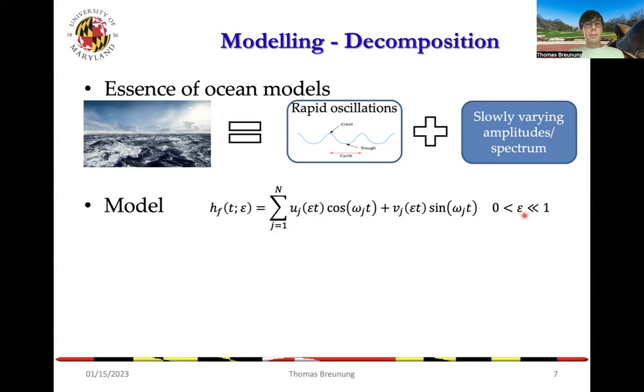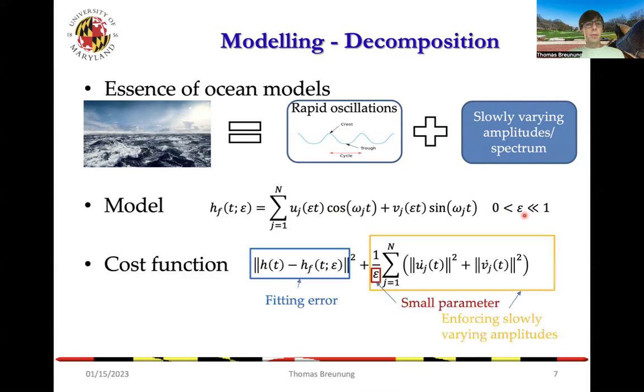And to fit this model to data, we utilize the following cost function, which consists of two terms. The first term enforces that the fitted model accurately represents the measurement. So h is going to be my sea surface elevation measurement from the buoy. The second term penalizes variations in the amplitudes.